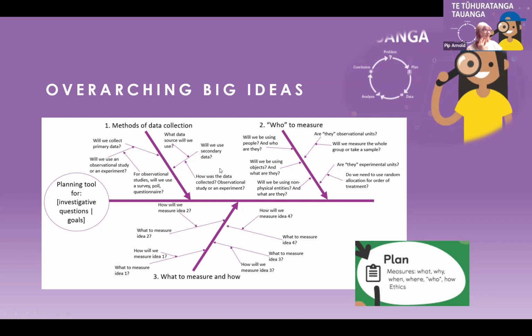The idea is that this is a filled in one, but when you're working with students, you'd start with a blank one. The first thing you do is think about whether we are going to use primary or secondary data, and so on. Then who are we going to collect the data from? Are we going to sample? Is it an experiment or an observational study? And then what things are we going to collect? What are our variables? How are we going to measure them? So those sorts of ideas are in the book.